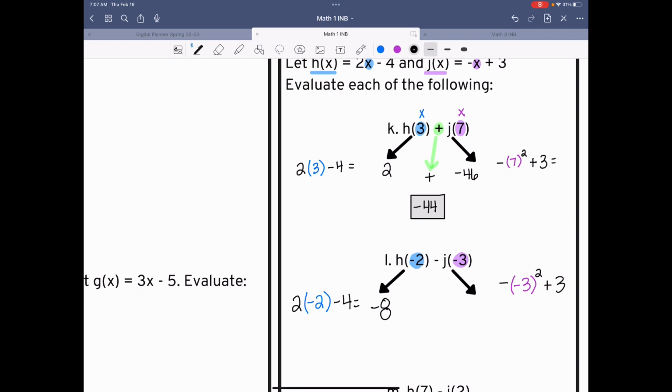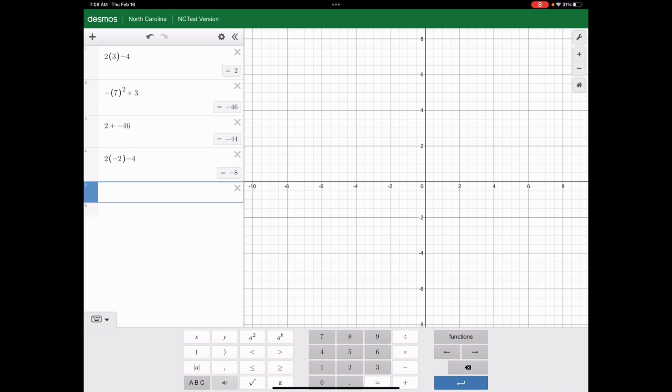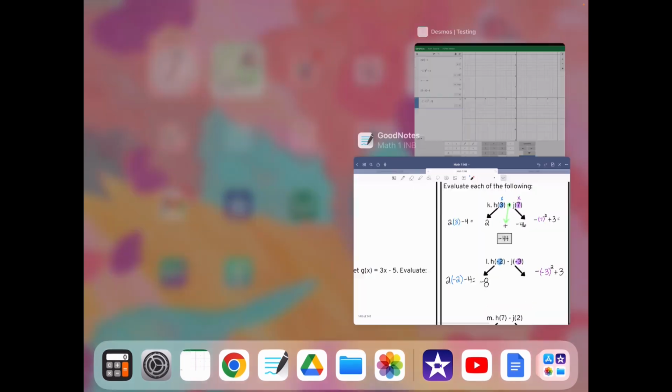Plus 3. Now, when you go to plug this into Desmos, you need to make sure you plug it in properly. There's a negative in front of parentheses and a negative inside the parentheses. So you're going to type it just like you have it. So negative parentheses, negative 3 squared, and the negative and the minus sign are interchangeable in Desmos. Plus 3, and we get out negative 6.